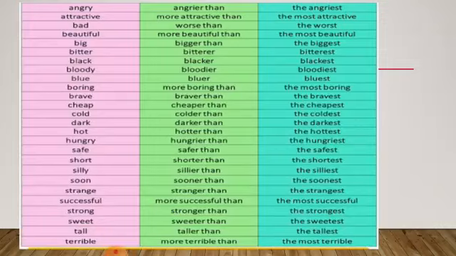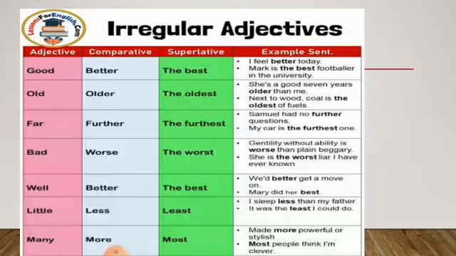Whenever you use the comparative degree, you will use than, and whenever you use the superlative degree, you will not use than. There will be est. Short, shorter than, the shortest. Silly, sillier than, silliest. Soon, sooner than, soonest. And there are so many. You can take a screenshot or a picture of it, and there are so many even apart from that. And these are some irregular adjectives that are used in daily life.